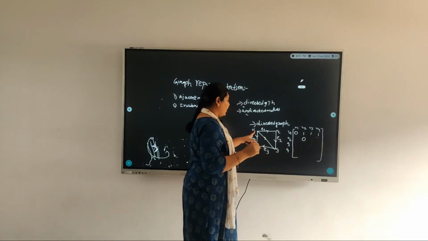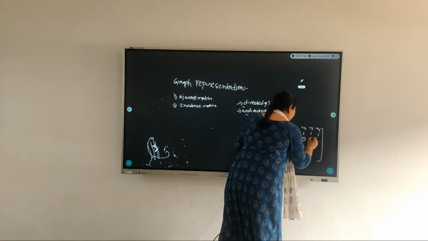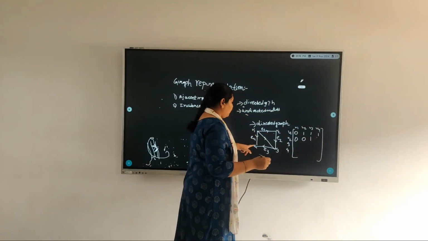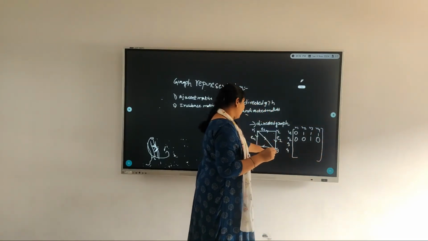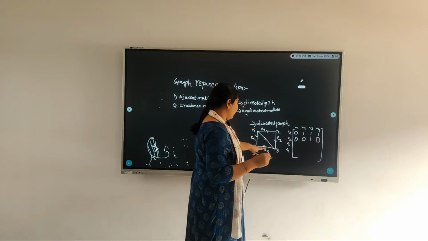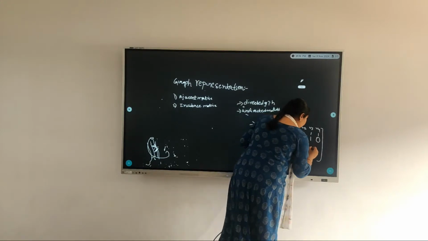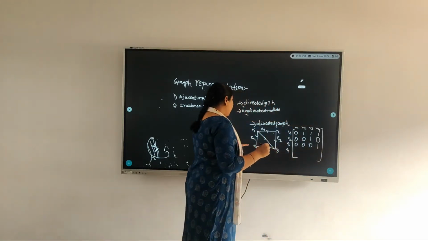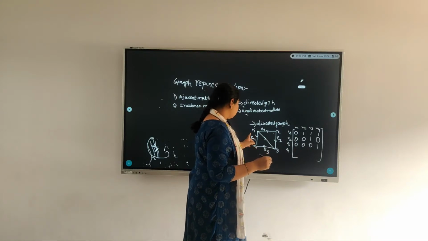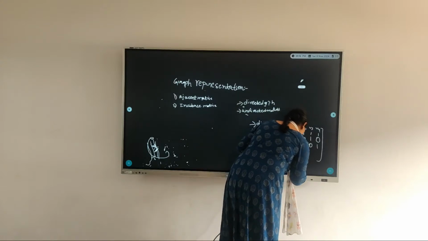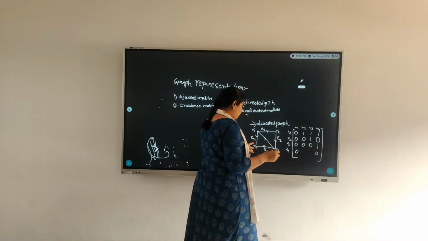Next V2, there is no self loop to V2, so it is 0. V2 is not connected to V1, so it is also 0. It is connected to V3, so 1. It is not having a connection with V4, so it is 0. Coming to V3, V3 is having a connection to V4 only and everything else is 0. V4 is not having a self loop also. And coming to V4, it is connected to nothing, so everything is 0. It is not having a self loop and V1 is not passing to it.